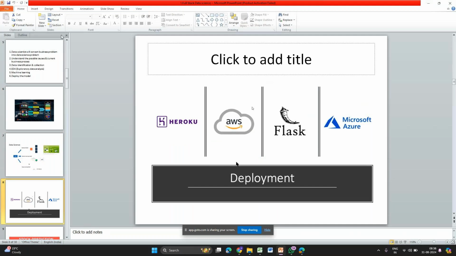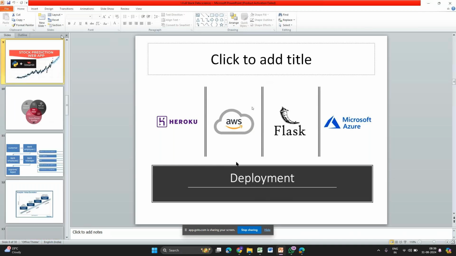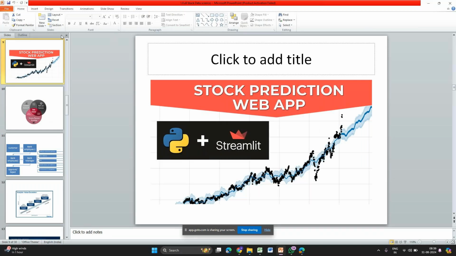And deployment. What are the deployment tools we can use? There are 100 plus tools available, like Heroku, AWS, Flask, Microsoft Azure, and Google Cloud. So depending on the client where you are working, you have to use the particular tool. And deployment tools will not take much time. We'll see one. The best example is the stock prediction for the particular stock which you purchased.